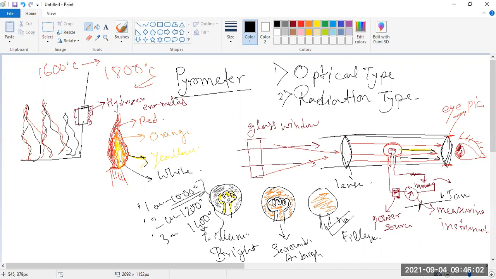So here the resolution is very low, but in the case of the RTD, thermocouple and thermistor, the resolution is very high. But with the pyrometer we can go for a higher temperature range. The optical pyrometer generally measures up to 2100 degrees centigrade, and the radiation type pyrometer can measure up to 2300 degrees centigrade, in this range. Now we are coming to the radiation type temperature detector.